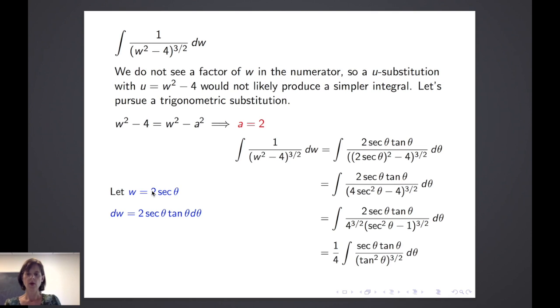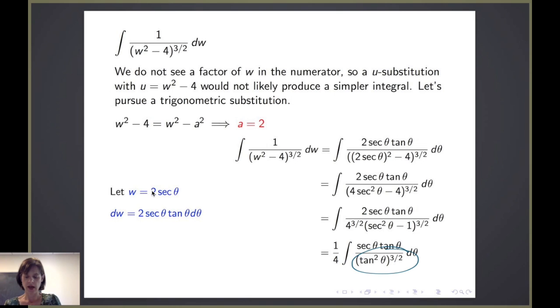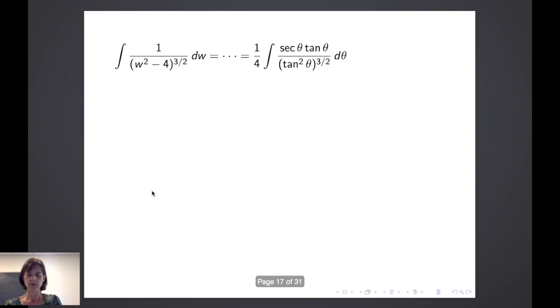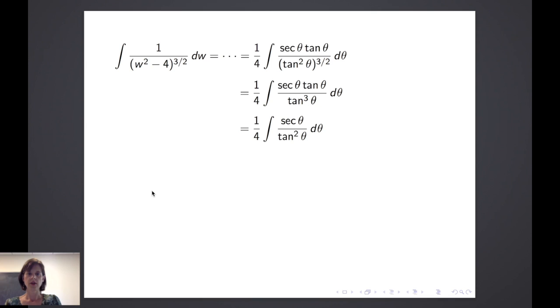And so we have 1/4 times the integral of secant theta tangent theta all over tangent squared theta to the 3/2 power. Next, we'll multiply those powers in the denominator. So we'll get a tangent cubed in the denominator, and then continue with some algebra to make things simpler. So we have that our integral 1 over w squared minus 4 to the 3/2 power dw is equal to 1/4 times the integral of secant theta over tangent squared theta d theta.